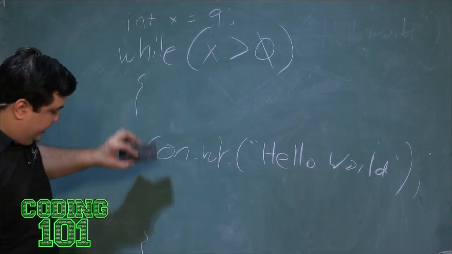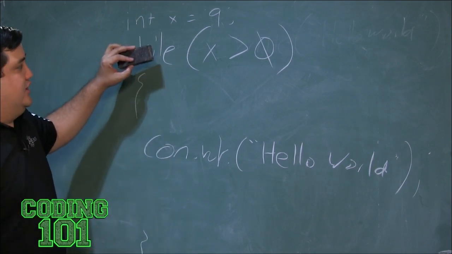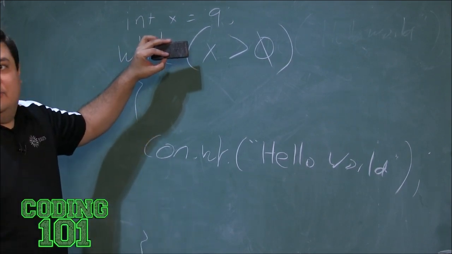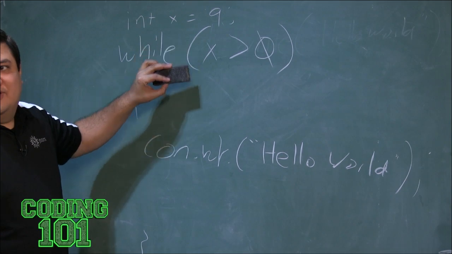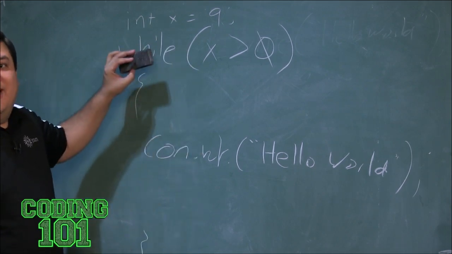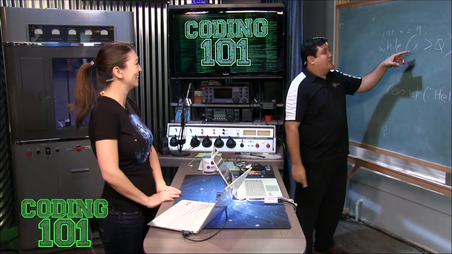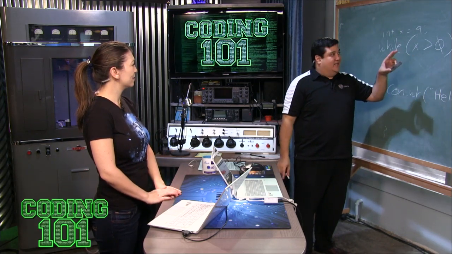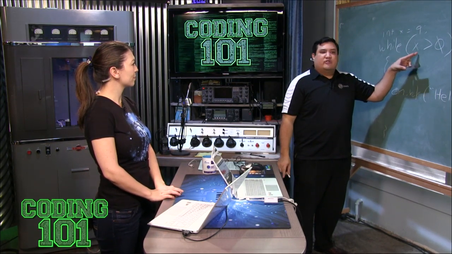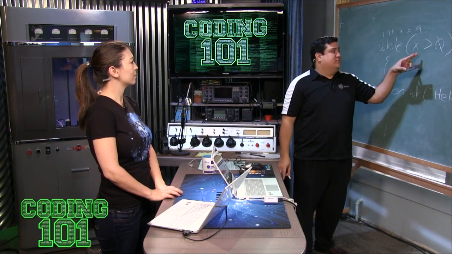It's going to write hello world. It's going to go down to the bottom. It's going to go back up to the test. And what is the value of x now? Is it still 9? Still 9. So it's going to write it, go to the bottom, and come back up. It's going to keep on going. See, this is a perpetual loop. There is no way at this present time for this ever to not be true. X will always be greater than 0.